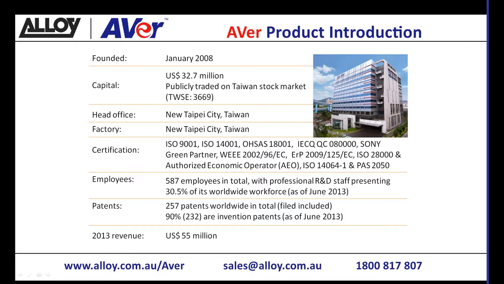For an overview, we have almost 600 people around the world, and of course everything is done in Taiwan. We have our own factory. Of the total of 600 people, another 30% are working globally. Our manufacturer holds almost 250 patents around the world. Once again, our total revenue for 2013 was US $55 million. So this is a quick overview of who AVA is.